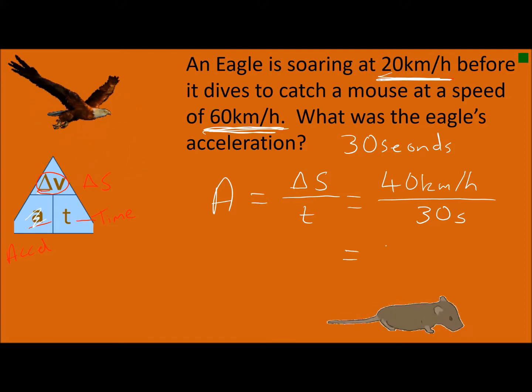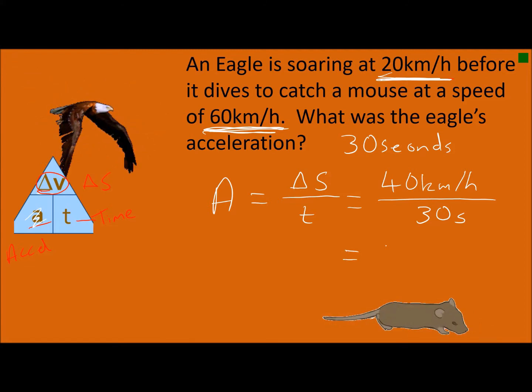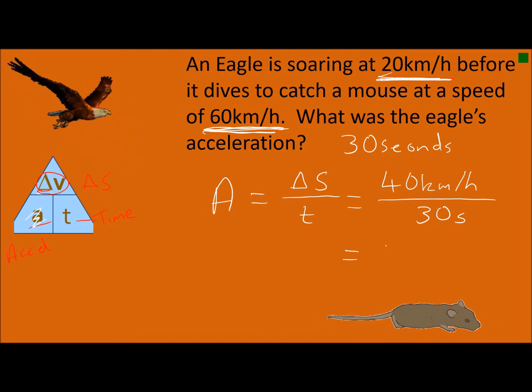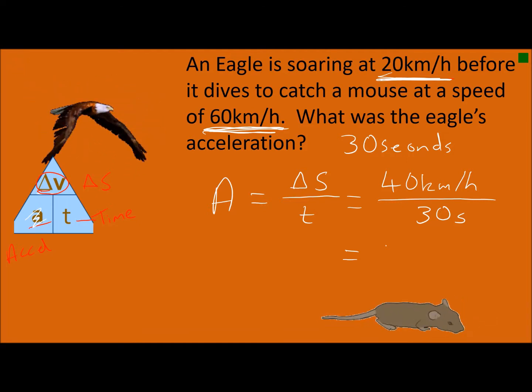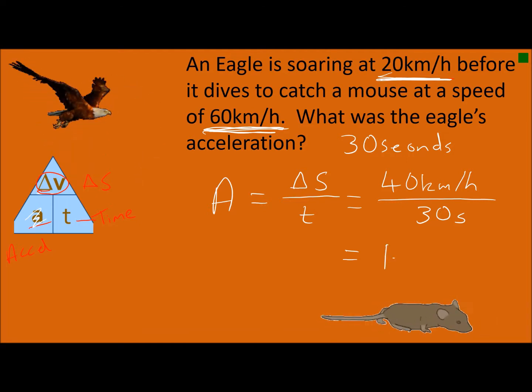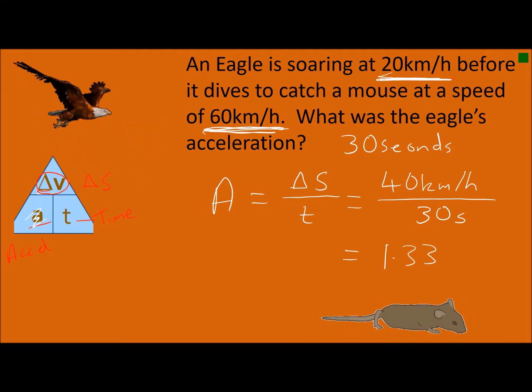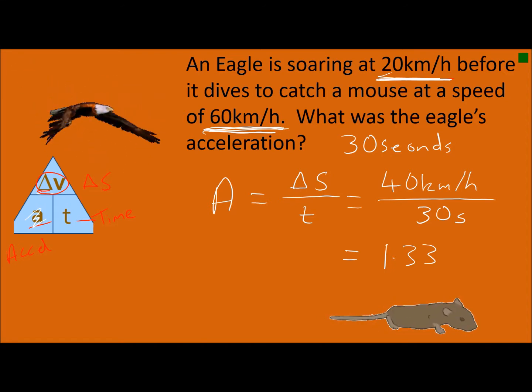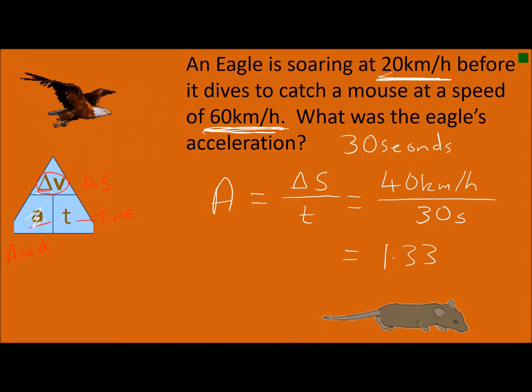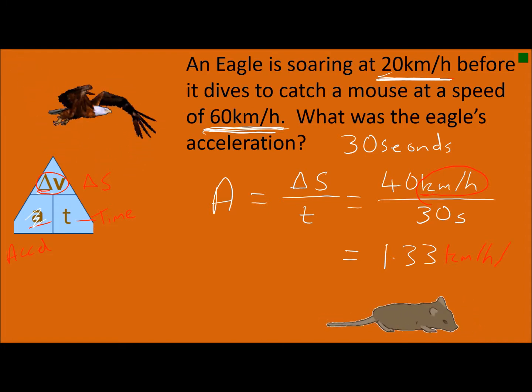So to work it out, what am I doing? A change in speed is 40 kilometers an hour divided by the time it took, 30 seconds, and the answer I'm getting is 1.33. That 3 keeps on going. It's recurring, so we're just going to say 1.33. What are my units? How do I do this again? Oh yeah, right, I remember now. It's the units on the top, slash, the units on the bottom. So it's km slash h slash s.